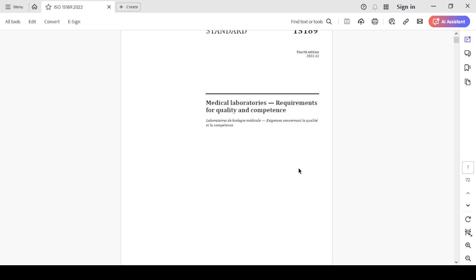Okay. If I can just show you, for those that do not know how much it costs. The standard for medical laboratories costs over. Let me just share my screen. Okay. If my screen comes, you let me know.